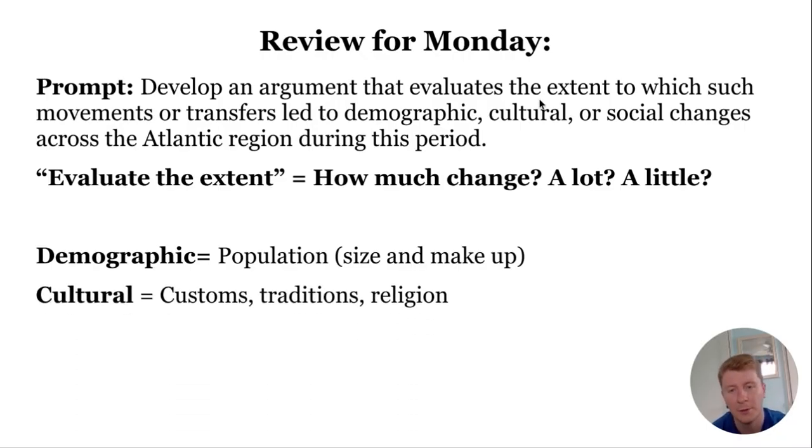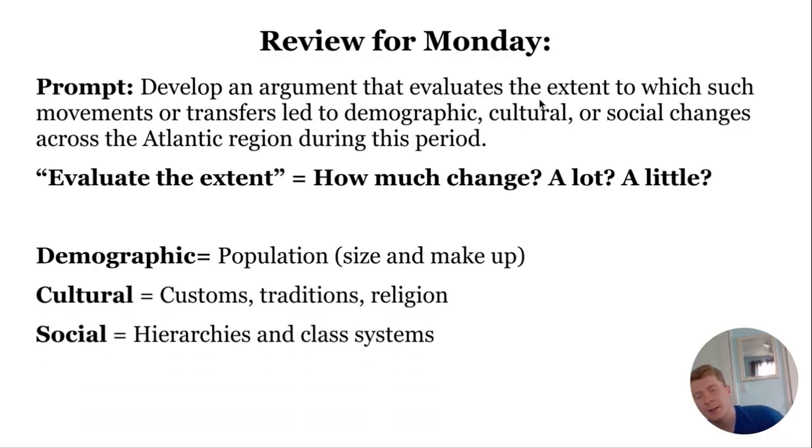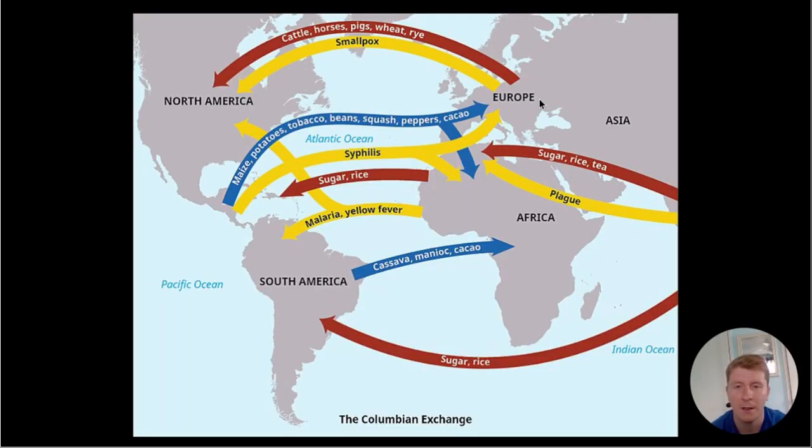cultural, your customs, traditions, and religion. And social, your hierarchies, your class systems. So imagine those social pyramids. How much are they changing? And so here, just to give you a visual of what we're dealing with, this is all the Atlantic region. This is basically just showing you an overview of the Columbian exchange, some of the goods, animals, and diseases that were spread through it. So now we have to ask, in this region, how much change was taking place?